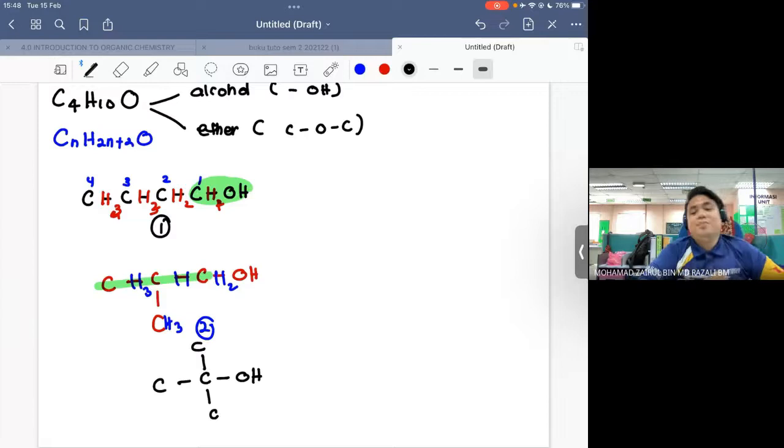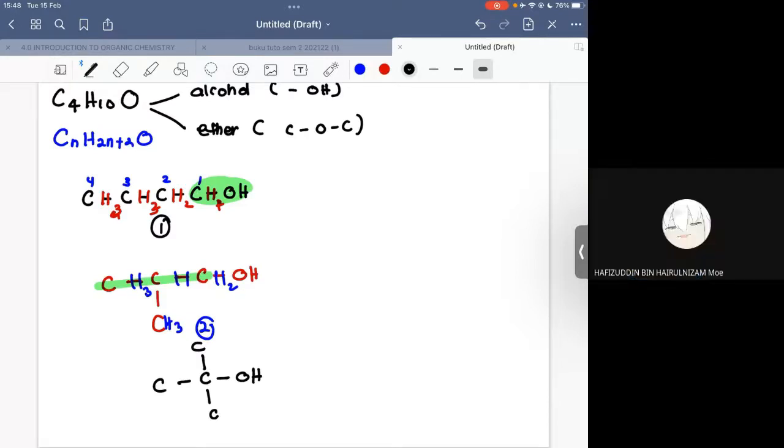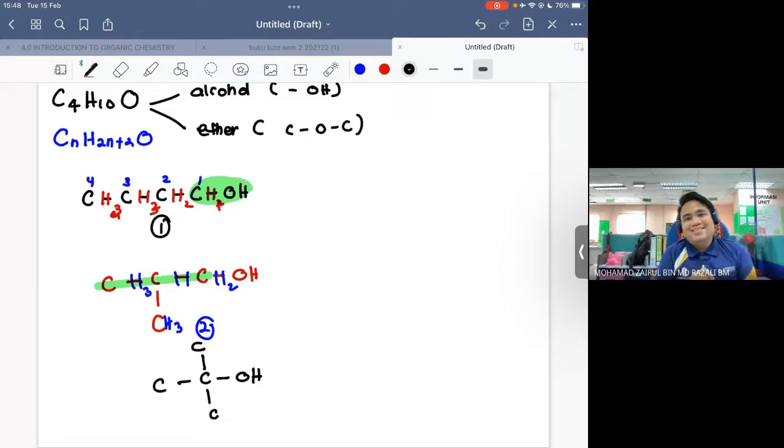Okay, siapa boleh jawab? Dia tak boleh jadi dua-dua kan, sir? Dia mesti salah satu. Awak kena pilih dia nak jadi yang mana. Dia chain. Okay, awak tengok. Longest continuous chain dia berapa panjang? 2 ke 3?